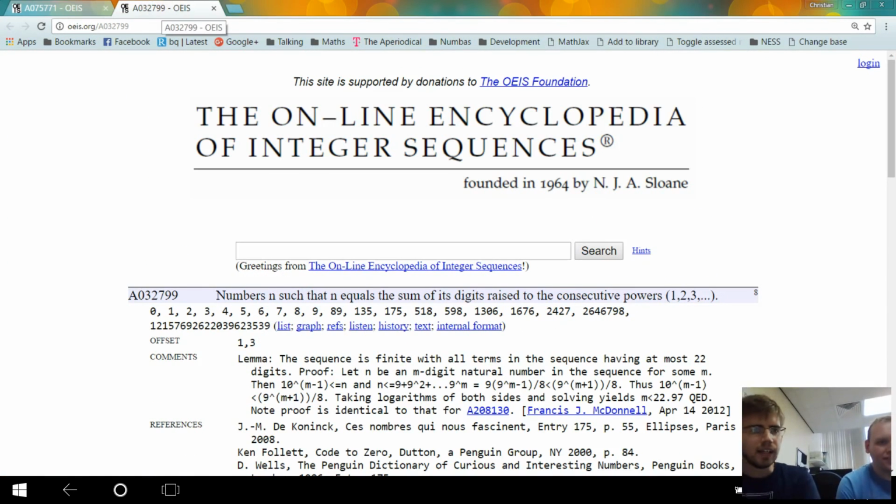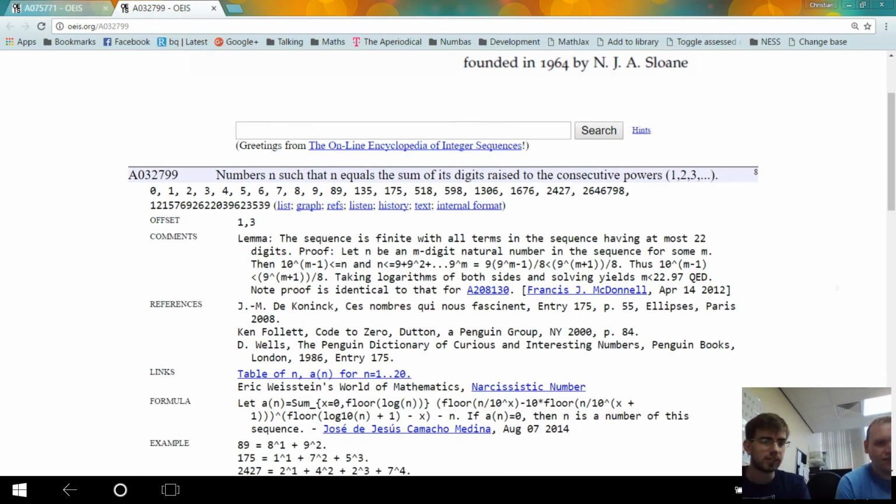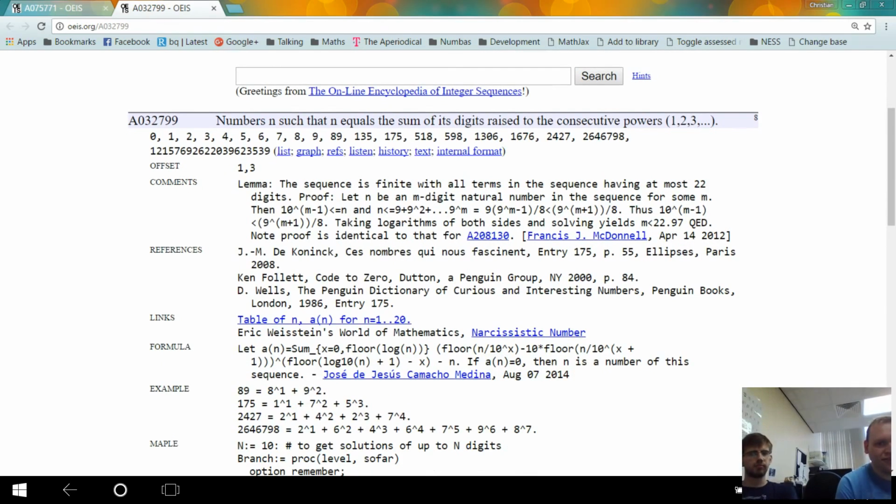Okay. This one is an earlier sequence. It's numbers n such that n equals a sum of digits raised to consecutive powers. It's like those other numbers. Yeah. It's finite. Can we prove it? I wasn't that bothered about it. Can we prove it? Well, there's a proof right here, so you can look over there and try and prove it, and I'll just be quietly reading.